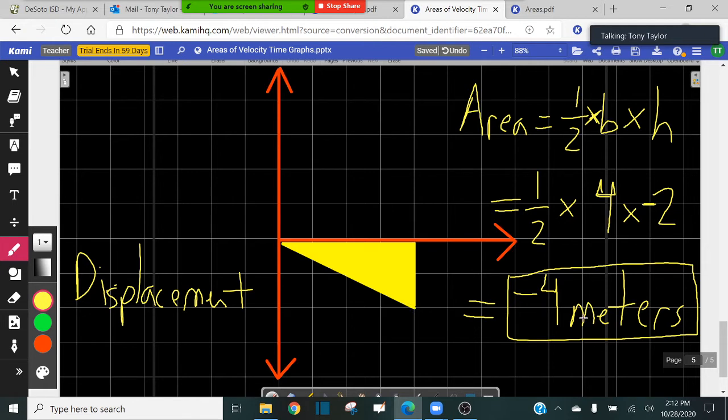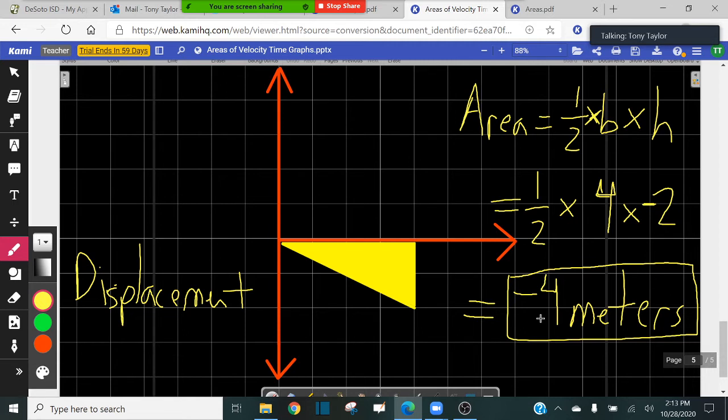If it speeds up over the course of 4 seconds at a constant rate of acceleration, then after that time, this is how far I would have traveled. It would have traveled a total of 4 meters. That is its overall displacement. And again, the negative just means we were moving in the negative direction. Does that make sense, guys?